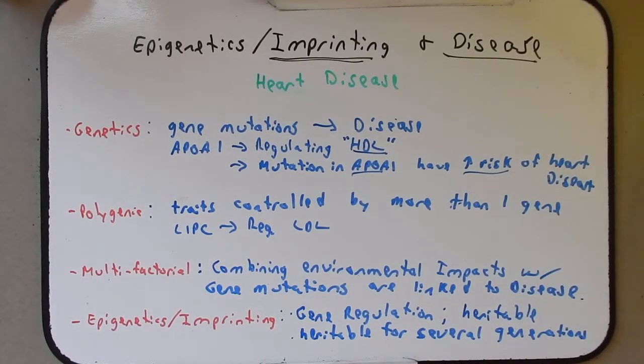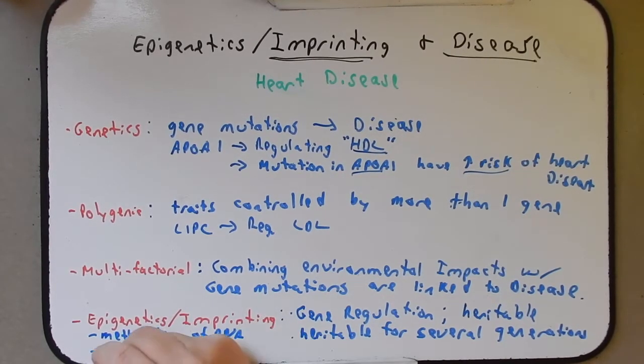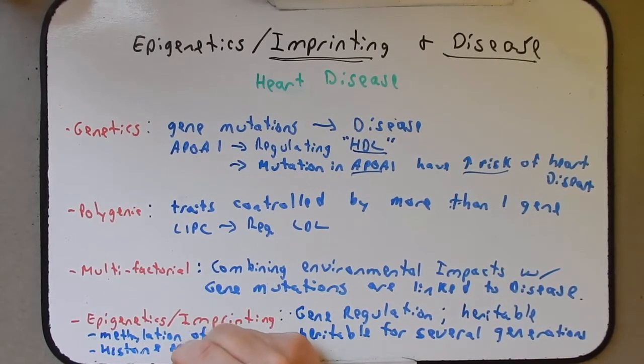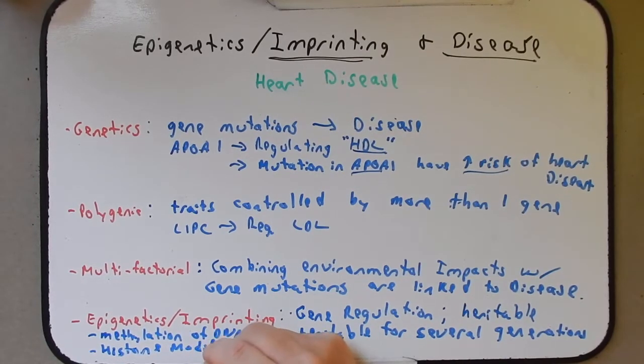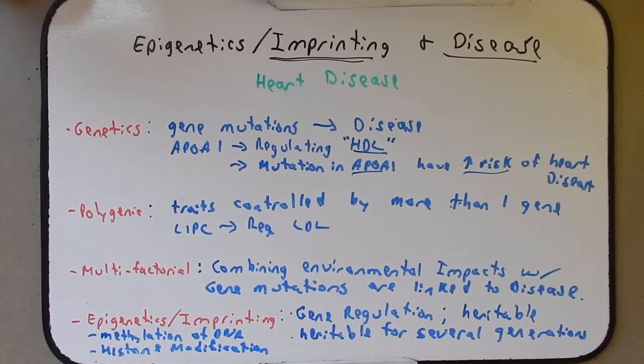I'm out of room for epigenetics of all things, so I'm going to write another thing over here. We know that the way that the expression is changed, again, isn't due to a mutation, but often due to methylation of the DNA or histone modifications. So no mutations of the DNA itself, either in the gene itself or the promoter. It's just altering the expression.